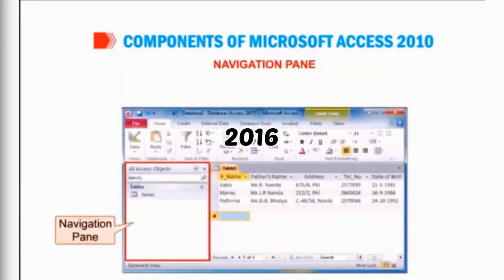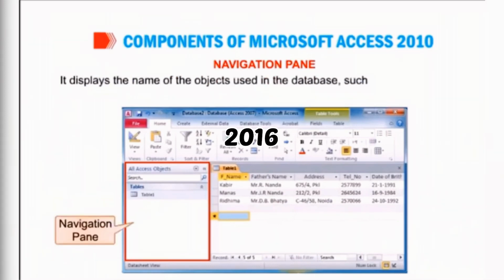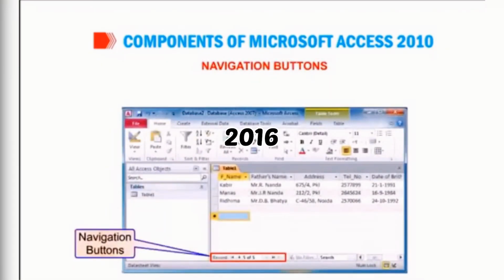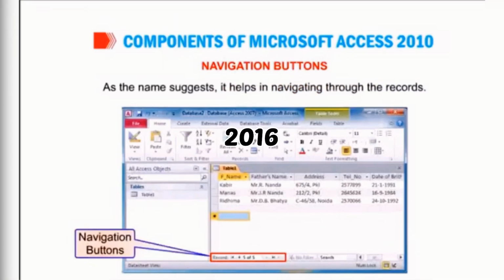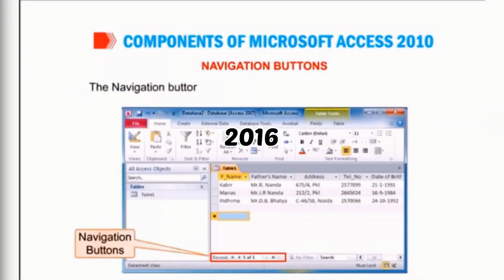Navigation pane. This pane is present on the left side of the Access window. It displays the name of the objects used in the database such as tables, queries, forms, reports, etc. Navigation buttons. As the name suggests, it helps in navigating through the records. The navigation buttons display the current record number in an object.